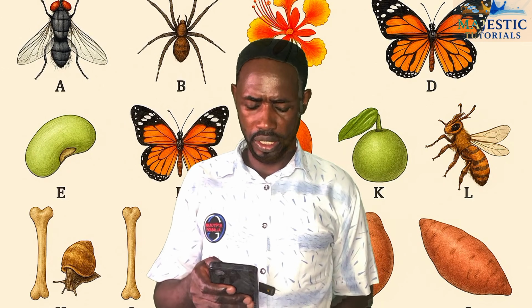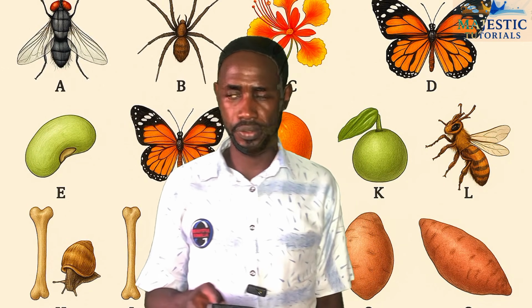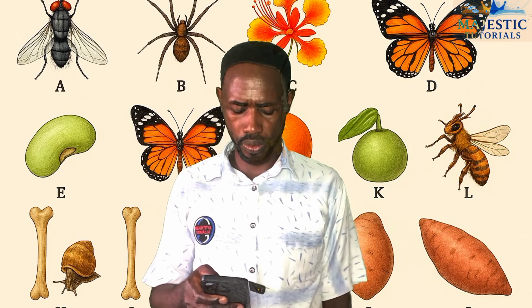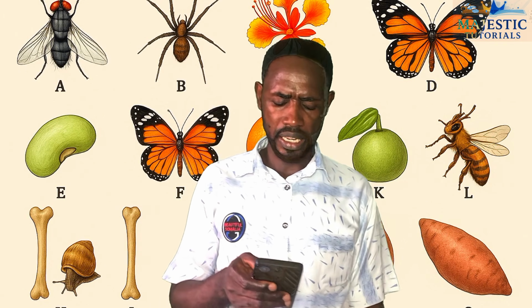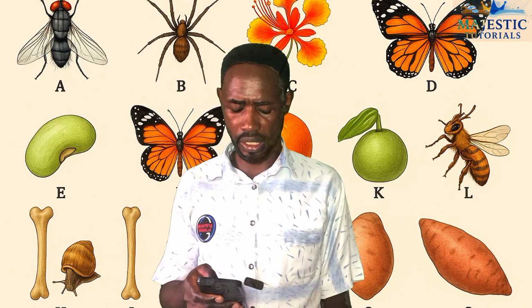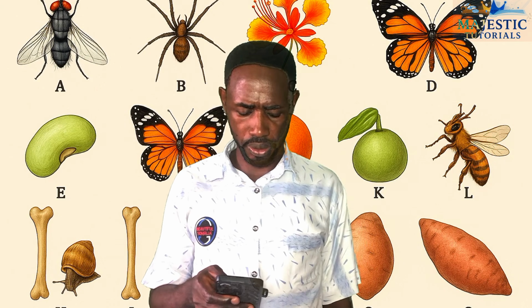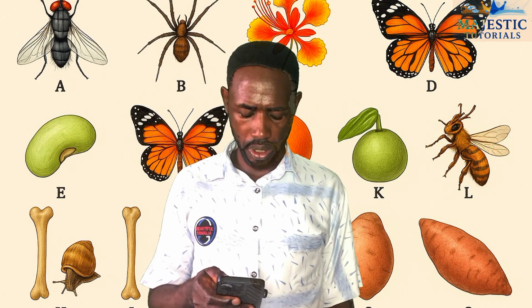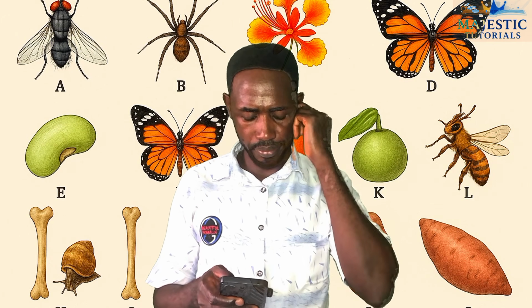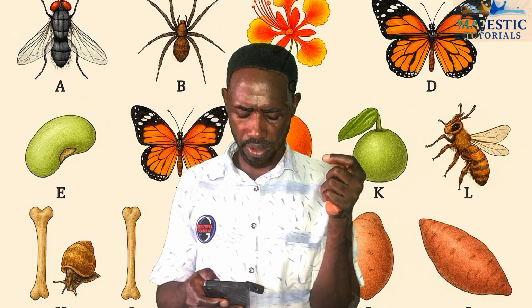Then we move on. The habitat of Pride of Barbados is farmland and gardens, even our streets and homes. We use it as an ornamental plant. Then it is autotrophic because it is photosynthetic. It produces its own food. Okay, I'm going back. Bean seed is still autotrophic.